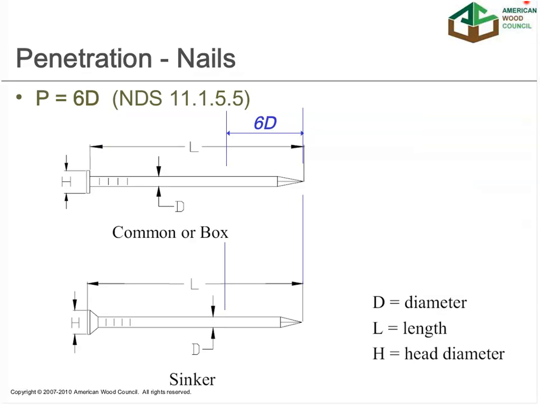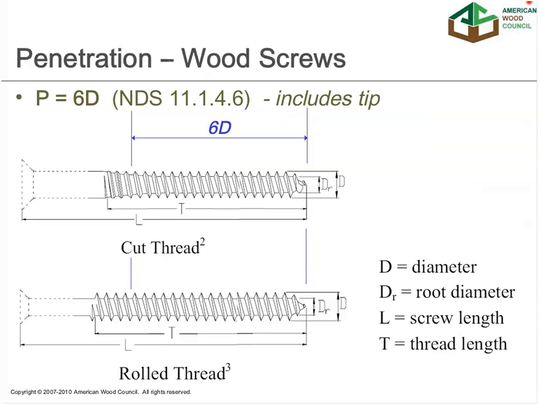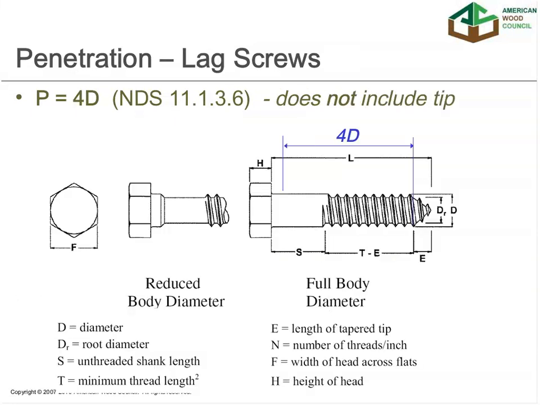And we can show those graphically here in the next couple of slides. For nails, it's a 6 diameter penetration, and in the case of nails, that does include the tapered tip. For wood screws, also would be 6 diameters and include that tapered tip. For lag screws, however, we exclude the tapered tip, as shown here, and that value is shown in Appendix L.